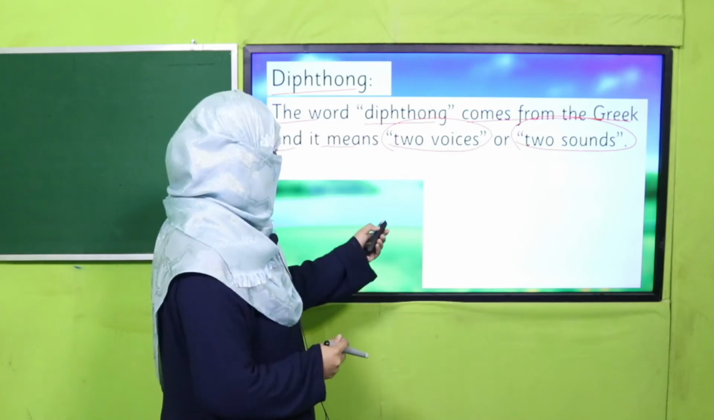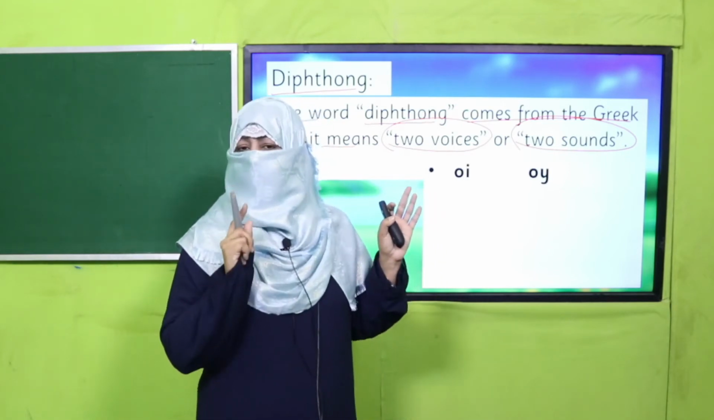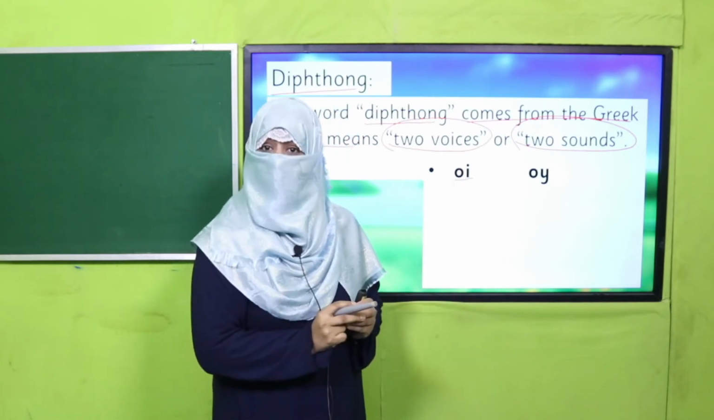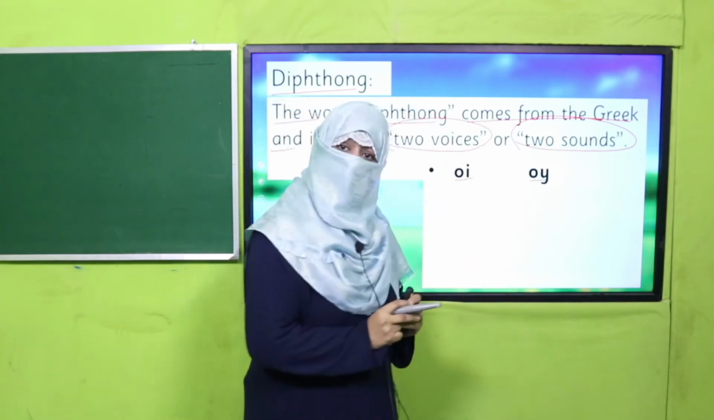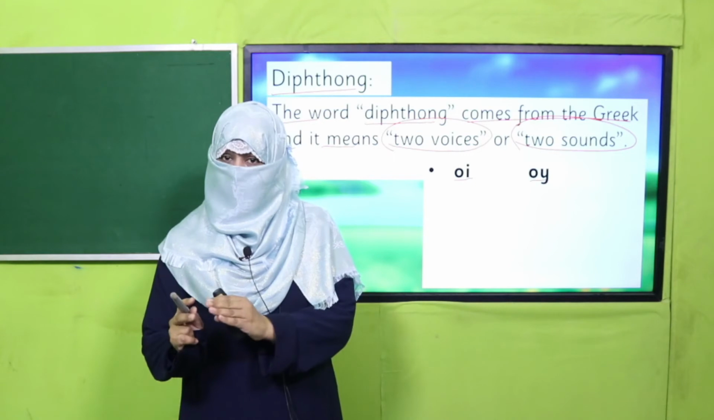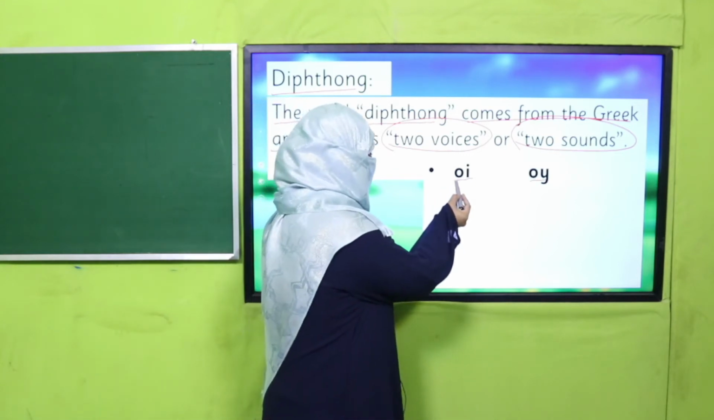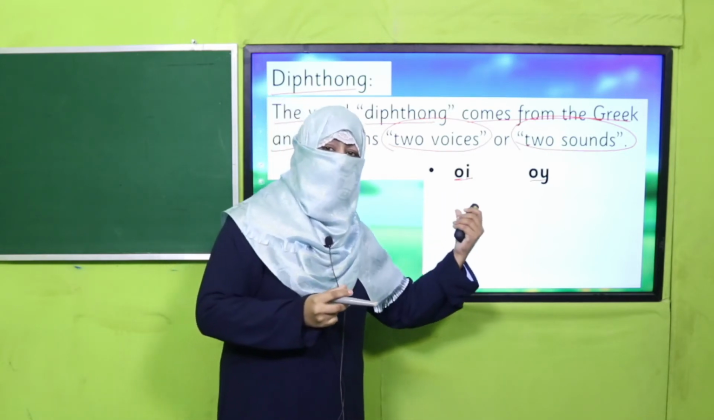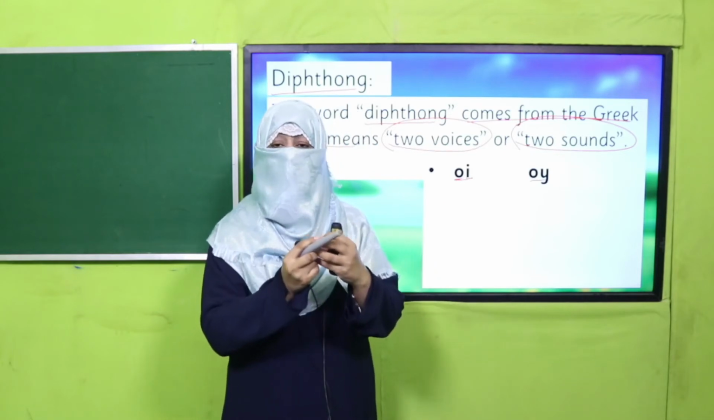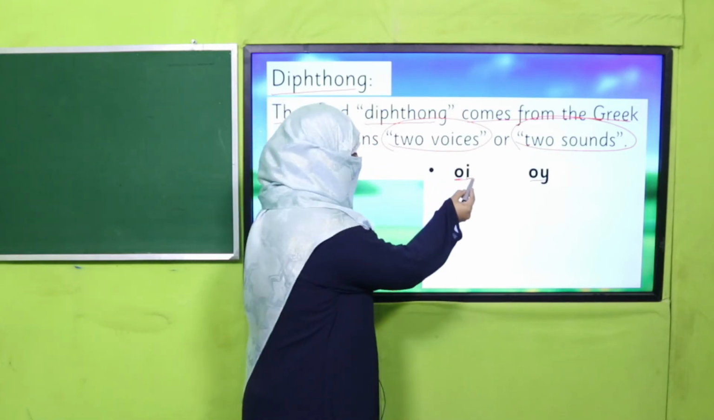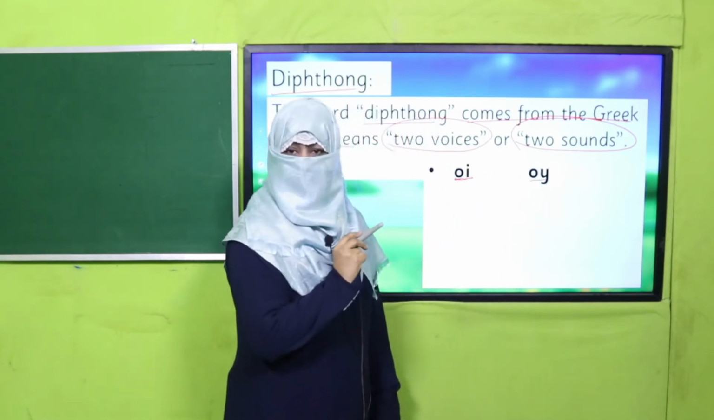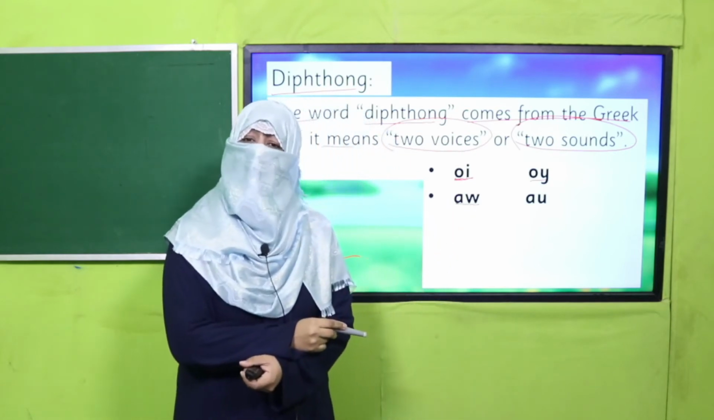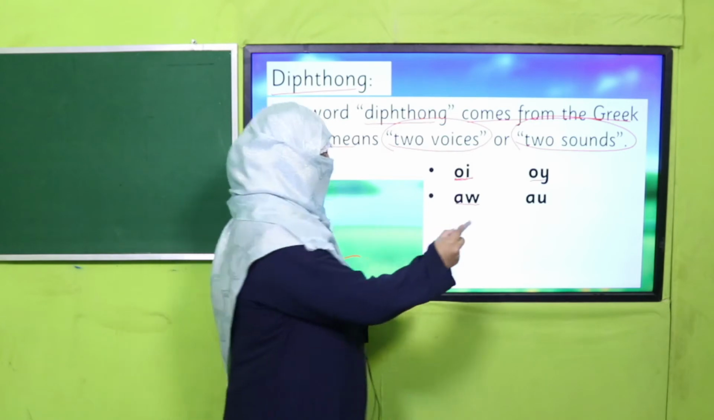For example, here, there are totally 8 diphthongs which make 5 sounds. How? OI says OA. OY says OA. Now you see these letters individually, these alphabets have different sounds. But whenever you see this chunk of letters together in a word, they will make the sound OA. The next is AW. AW says aw. And AU says aw.